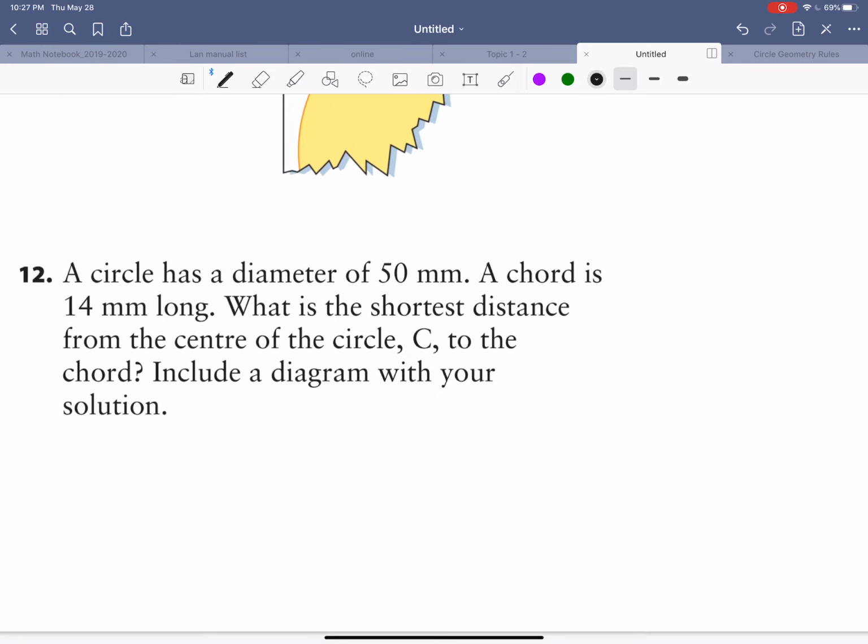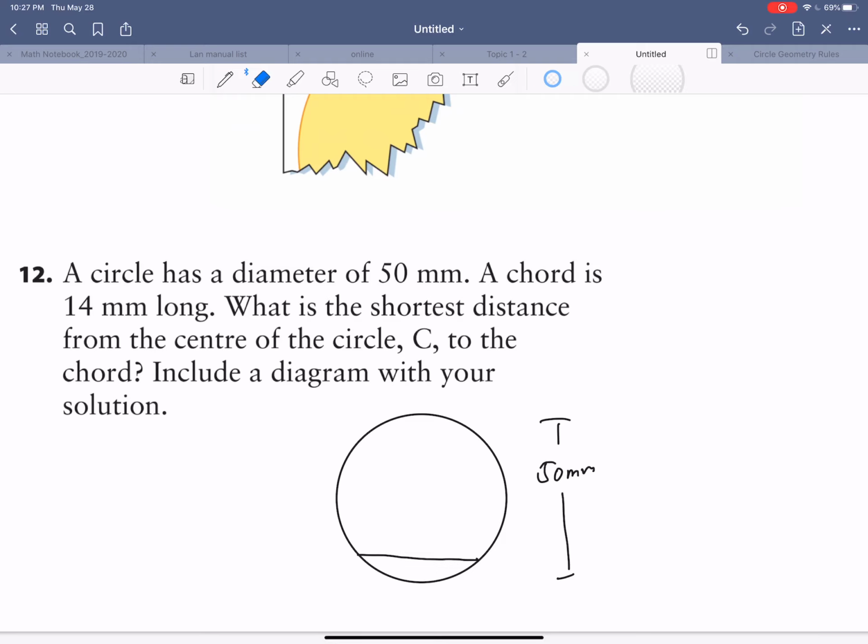Let's talk about 12 first. I guess it's the same idea because it's all chord problems. A circle has a diameter of 50. Oh, 50 again. A chord is 14 millimeter long. Like that. Okay, what is the shortest distance from the center of the circle to the chord? This is the center of the circle to the chord. Okay, so it asks you what's the distance here. What's the shortest distance you can get from the chord to C? So this is what you want to get here.